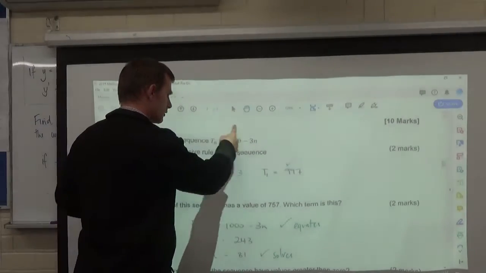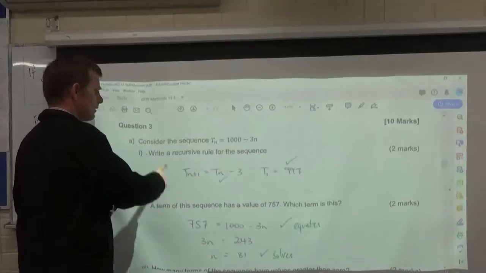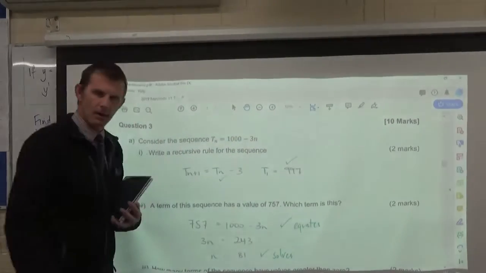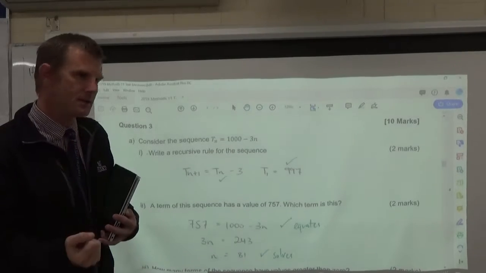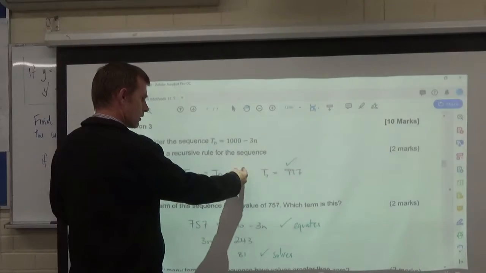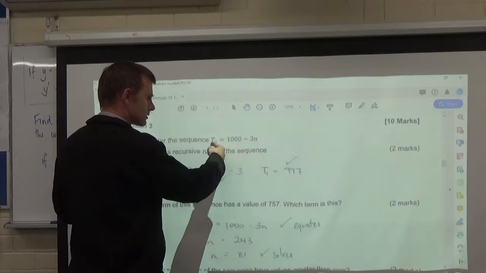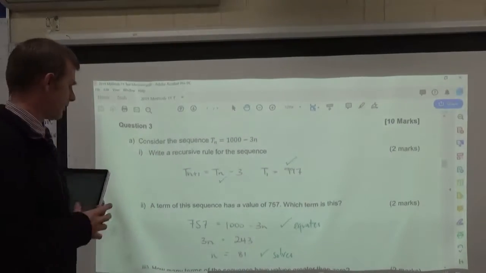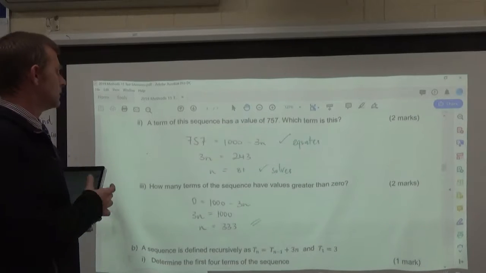A non-recursive formula. Write a recursive rule. Well, this minus 3n part, the minus 3 is my d. So that's got to go in here. And then I just need to work out term 1. There we go. Easy. Not much here to worry about.